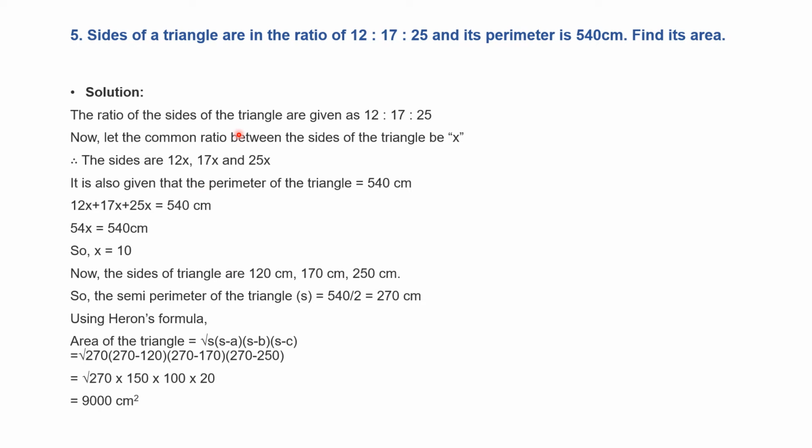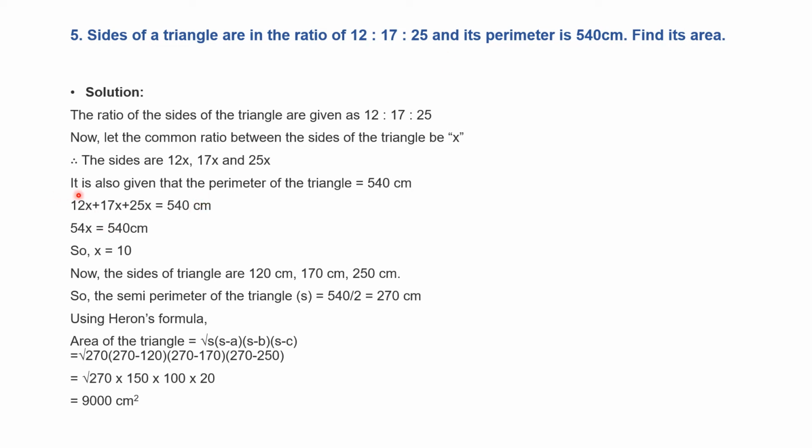So here is question number 5. Ratio is given to us, and the perimeter. Whenever a ratio is given to us, what will we assume? We will take a variable. Here we take the common ratio as x. So the sides are 12x, 17x and 25x. This is what we usually do when sides are given in a ratio. In 7th and 8th class, we solved a lot of questions like this.